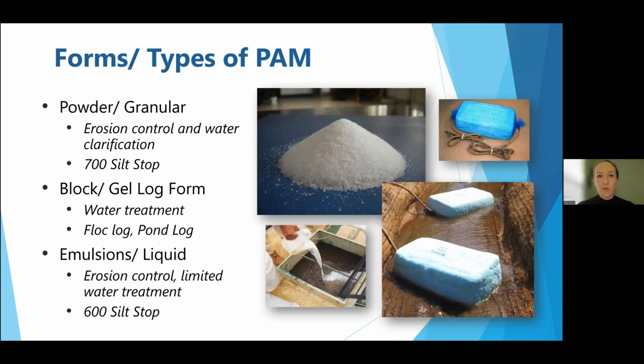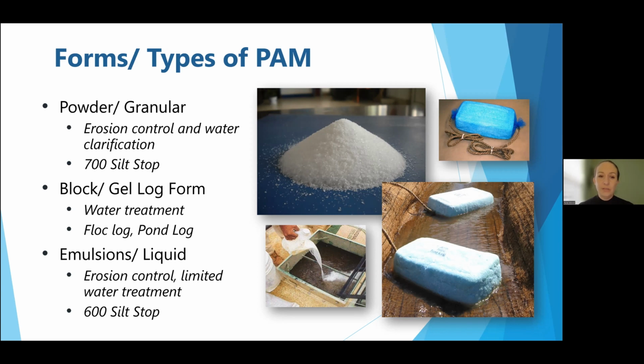So there are different forms of PAM. PAM in a powder or granular form is what we typically use for erosion control and water treatment, and that's the 700 series Silt Stop. We have the block log or gel form, which is specifically designed for passive water treatment, and that would be the flock log or the pond log. There are also concentrated liquid emulsions that are often used for erosion control and dust control.